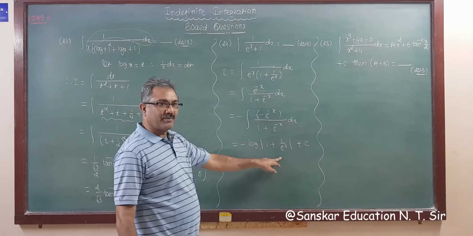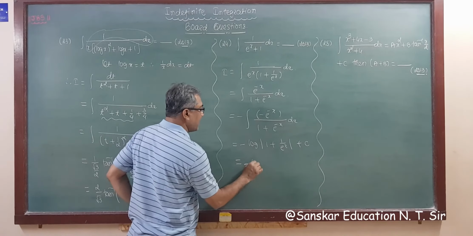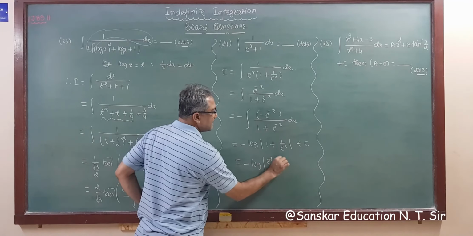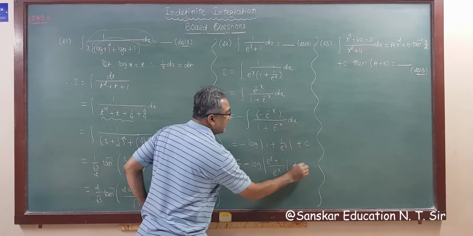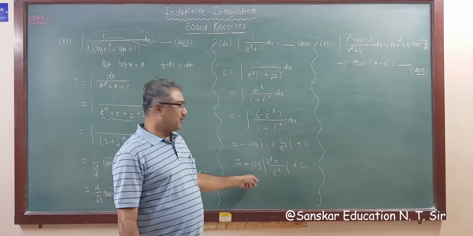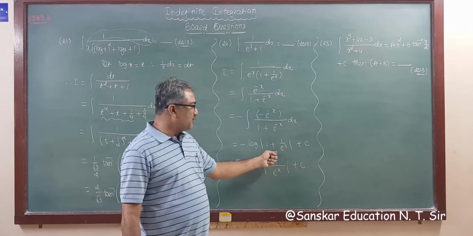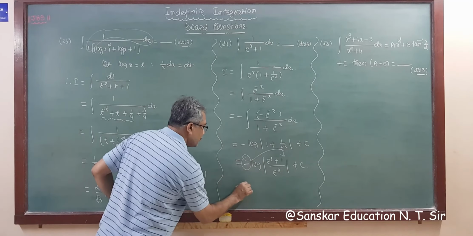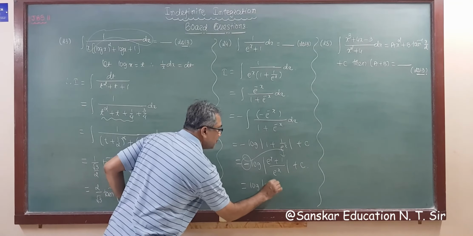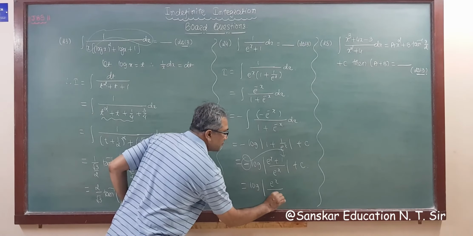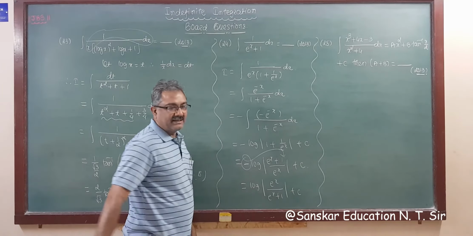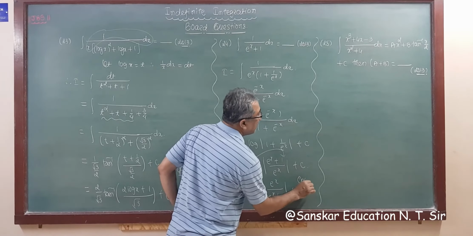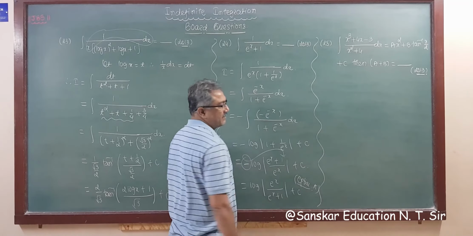I am writing this as 1 upon e raised to x. Taking LCM, we will get minus log modulus of (e raised to x plus 1) upon e raised to x, plus c. But this is not a given answer. So take minus 1 to the power here, the denominator becomes numerator and the numerator becomes denominator. So this will be flipped. So what we get? Log of e raised to x whole upon e raised to x plus 1, plus c. That is your option number A, the correct answer. So option A is the correct answer, right?